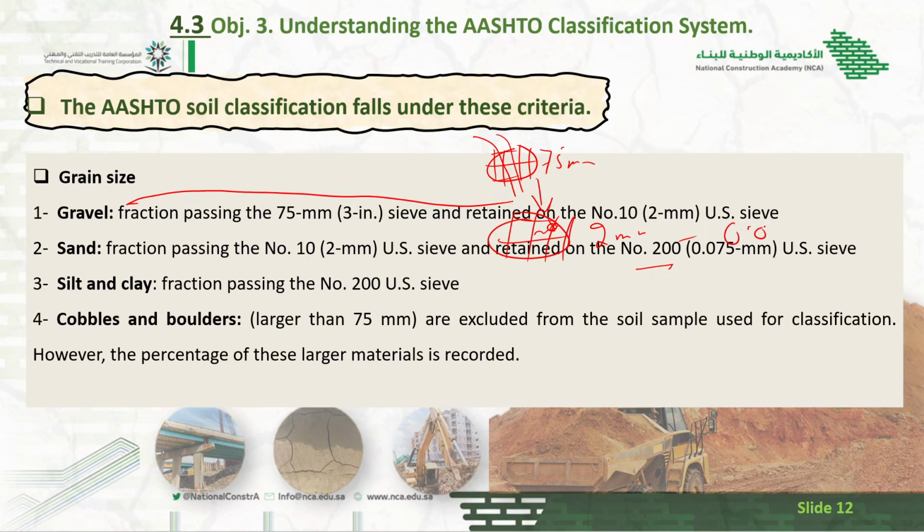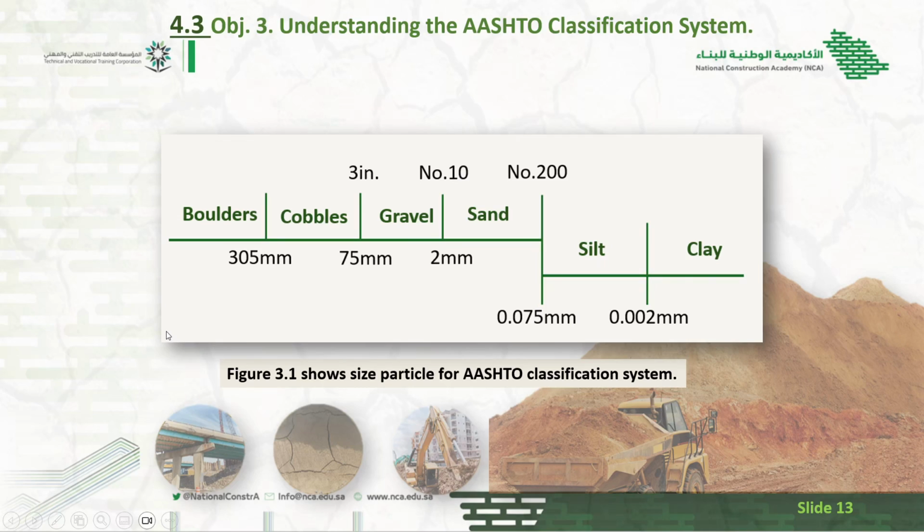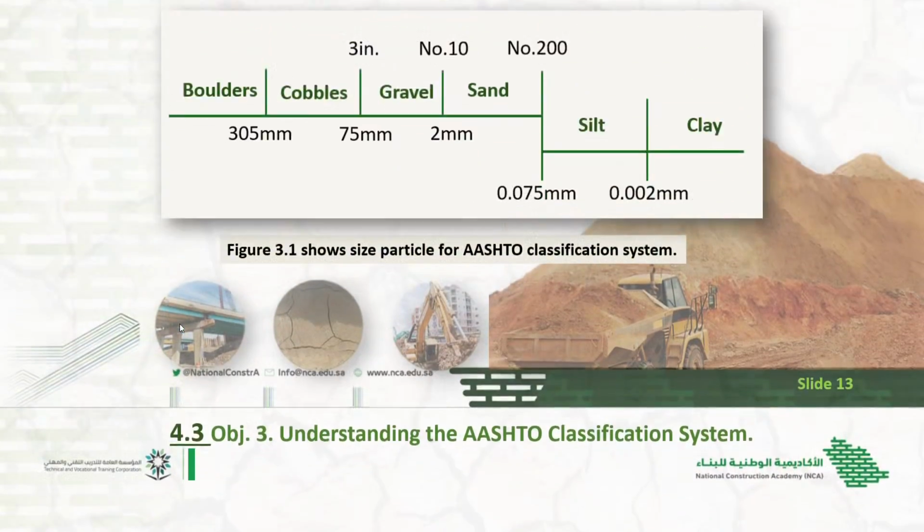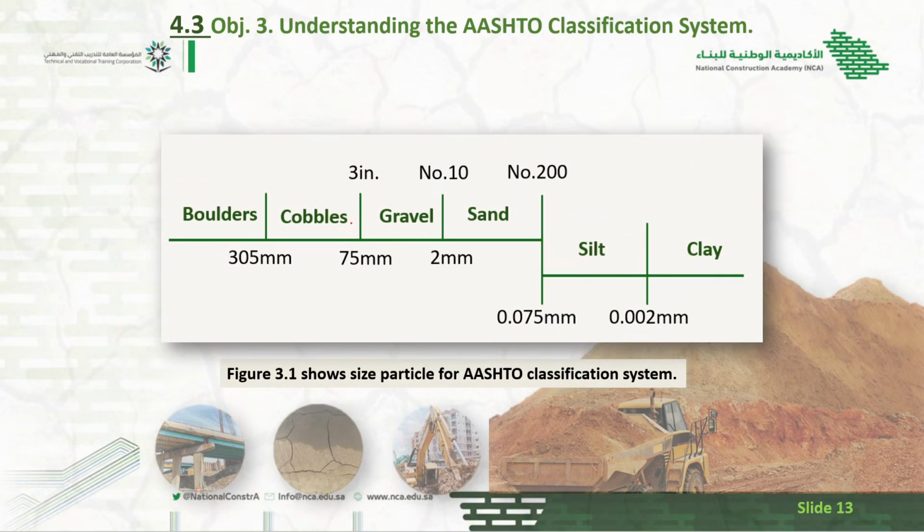Sieve number 200 is 0.075 mm. For the silt and clay, it should pass through sieve number 200. If it is bigger than 75 mm, it is called what? Cobbles or boulders. It is very clear from this image. If the size is more than 305 mm, these are called boulders. If it is between 305 and 75, it is cobbles. And if it is between 75 and 2 mm, it is called gravel.